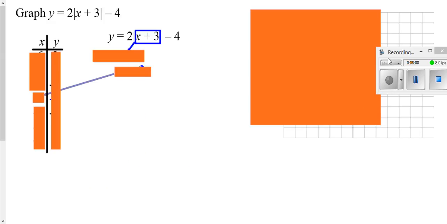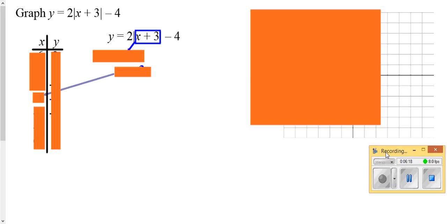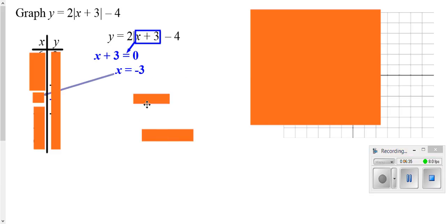Now, on this one here, we have two equations, or two variables, I should say. Sorry about that. And we're going to go ahead and graph this. Now, to graph this, we're going to make ourselves a t-chart. The easiest way to make yourself a t-chart is to look at what causes the inside of the absolute value to be 0. So we're going to take what's on the inside of your absolute value, set it equal to 0. And we get negative 3.